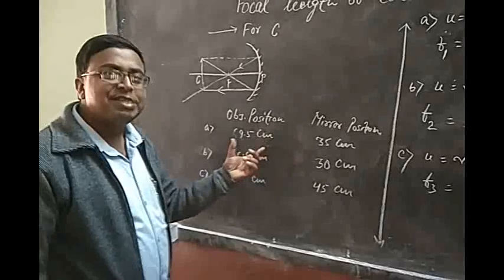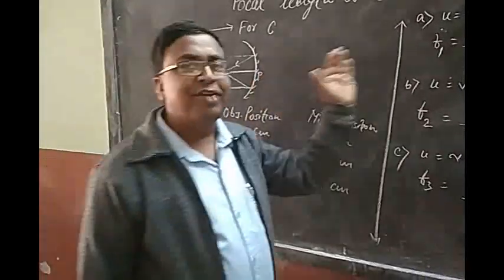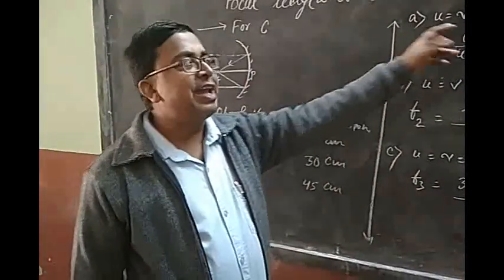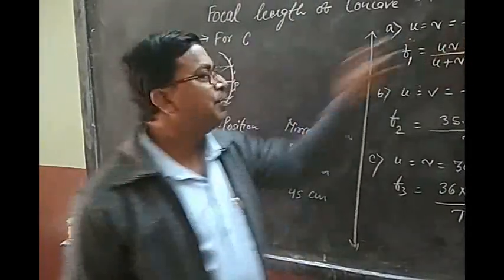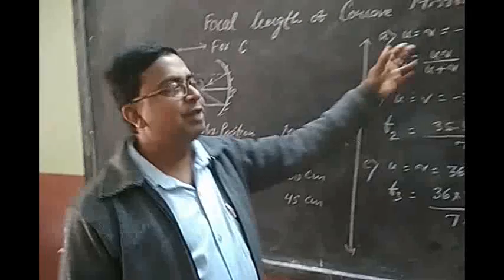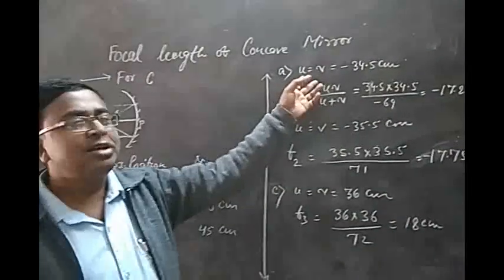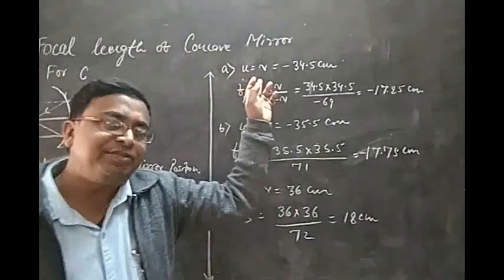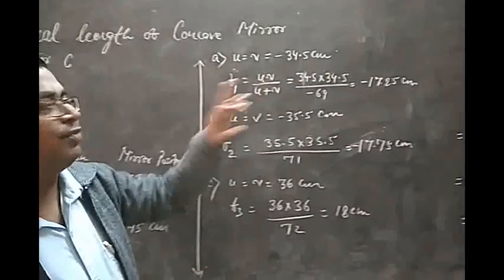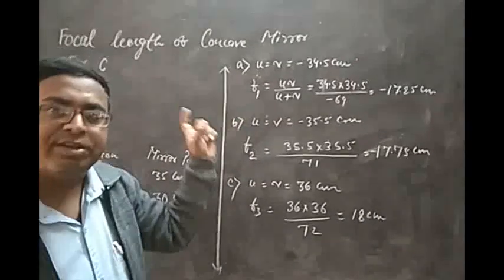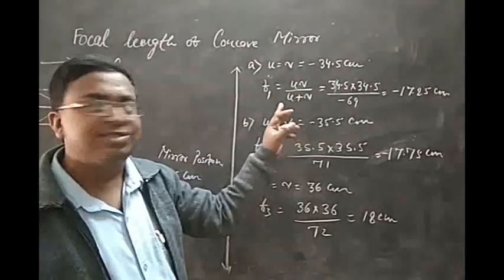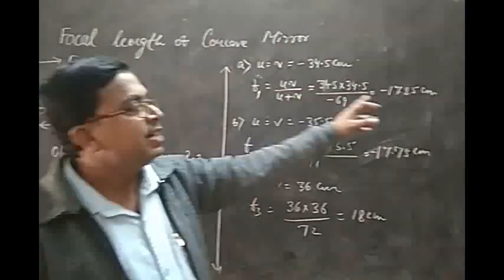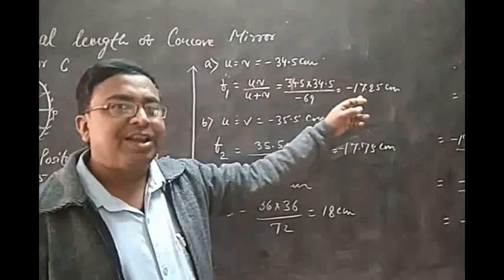Now move to next. This is the mirror position and object position on the meter scale. If we subtract these, we get the values of U and V. U and V both will remain the same. Why? Because we have applied the condition for C. So the mirror formula is 1 by F equals 1 by U plus 1 by V, so F will be UV upon U plus V. Putting in this value, we get the first focal length.